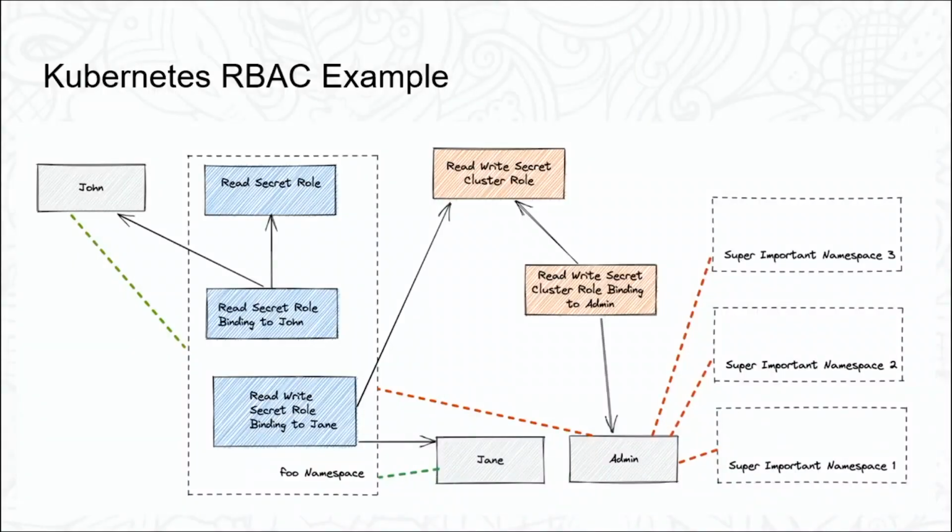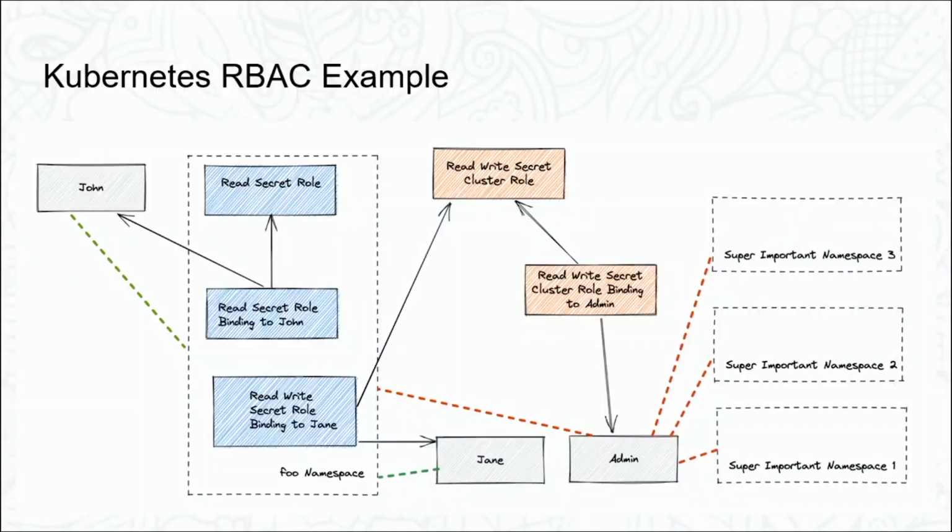Here we have John, who can read secrets in the foo namespace, and there's a role called read secret role in the foo namespace. You can see on the slide that there's a read secret role binding to John, which gives John access to read secrets in the foo namespace. That is all right. Then there's Jane. Jane needs access to read and write secrets in the foo namespace.